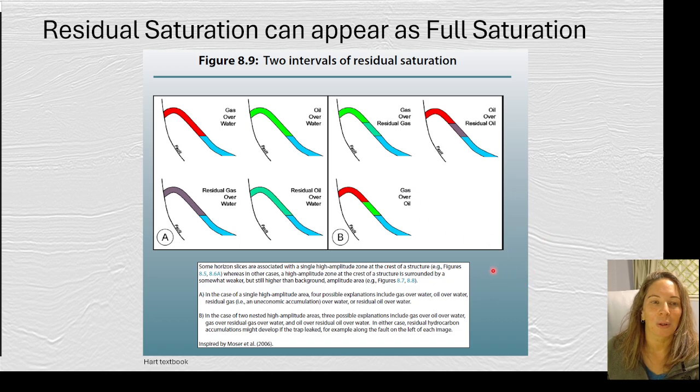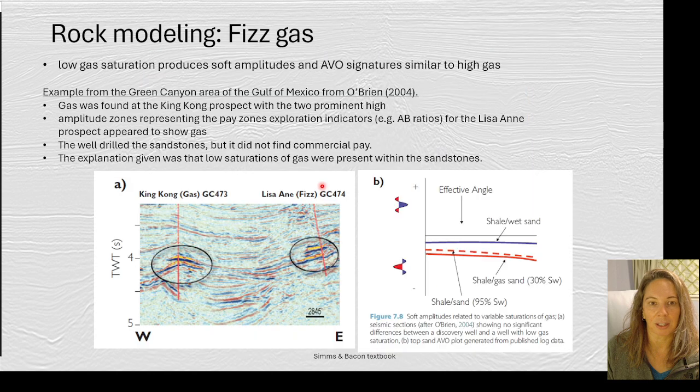Okay, so I want to mention here that residual saturation can often appear as full saturation. We can't tell the difference necessarily between, say, 5% gas saturation versus 100% gas saturation, because the rock properties are very similar in those cases. Sometimes we could see the difference between a gas over oil over water cap. Sometimes we could see the residual oil difference. It's a lot harder to see the residual gas difference. Those are things we always want to be aware of if we're doing economics or risking.